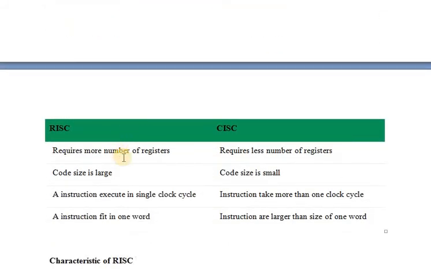RISC requires more registers, CISC requires fewer registers. In RISC the code size is large, in CISC the code size is small. In RISC an instruction is executed in a single clock cycle. In CISC an instruction takes more than one clock cycle, so it is reduced in time. In RISC an instruction fits in one word. In CISC instructions are larger than the size of one word.